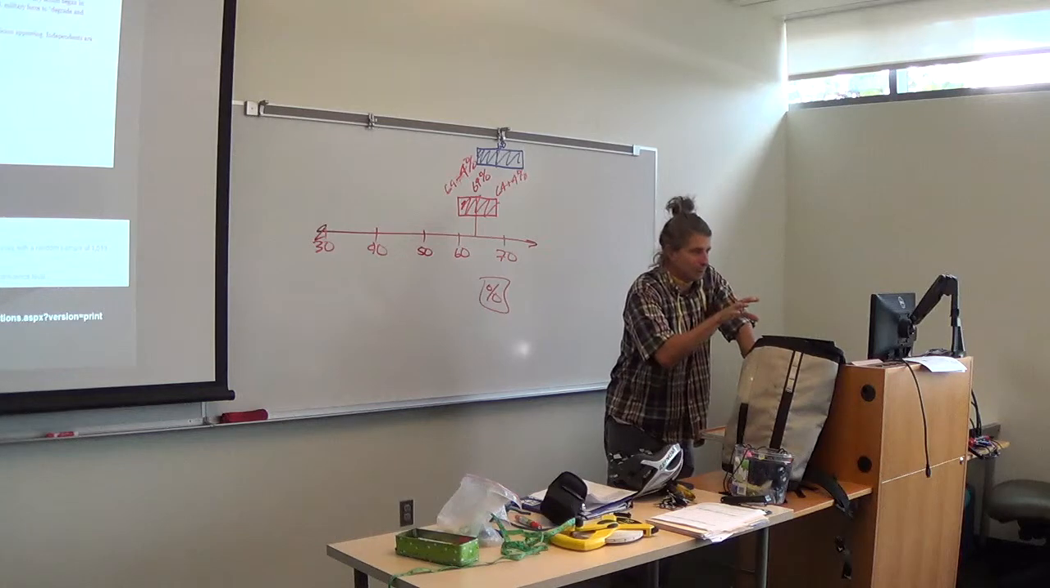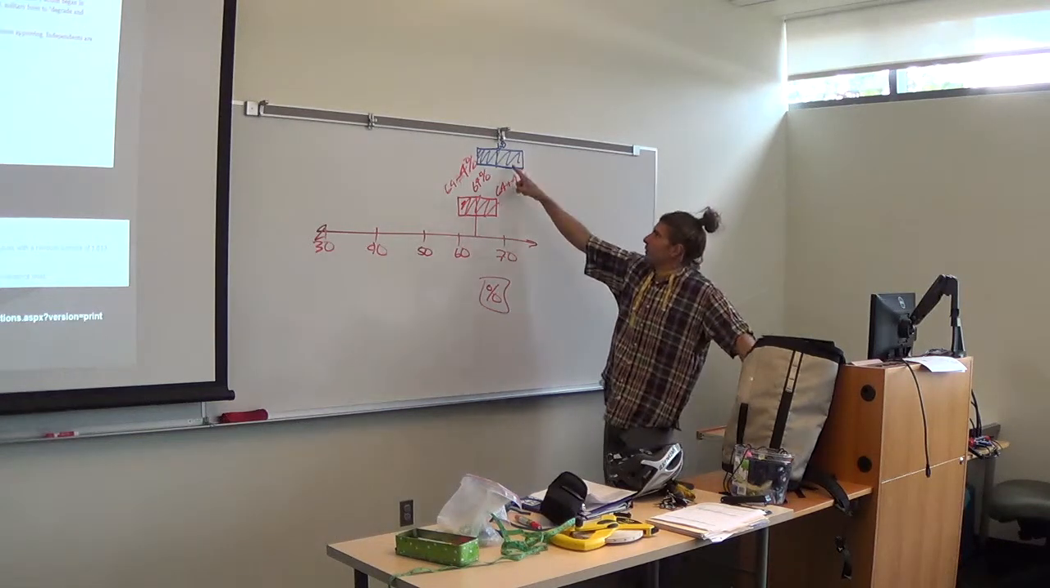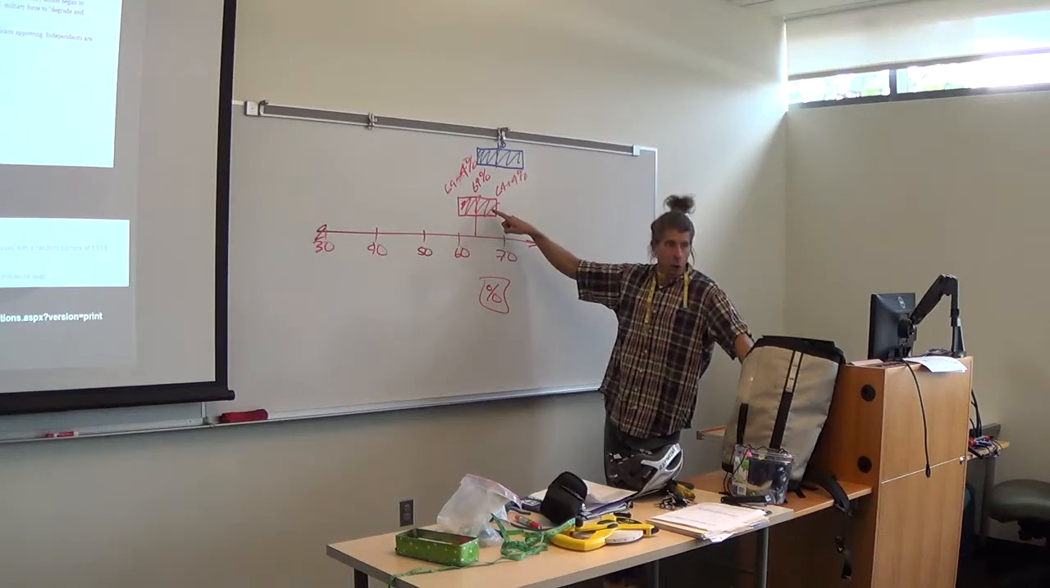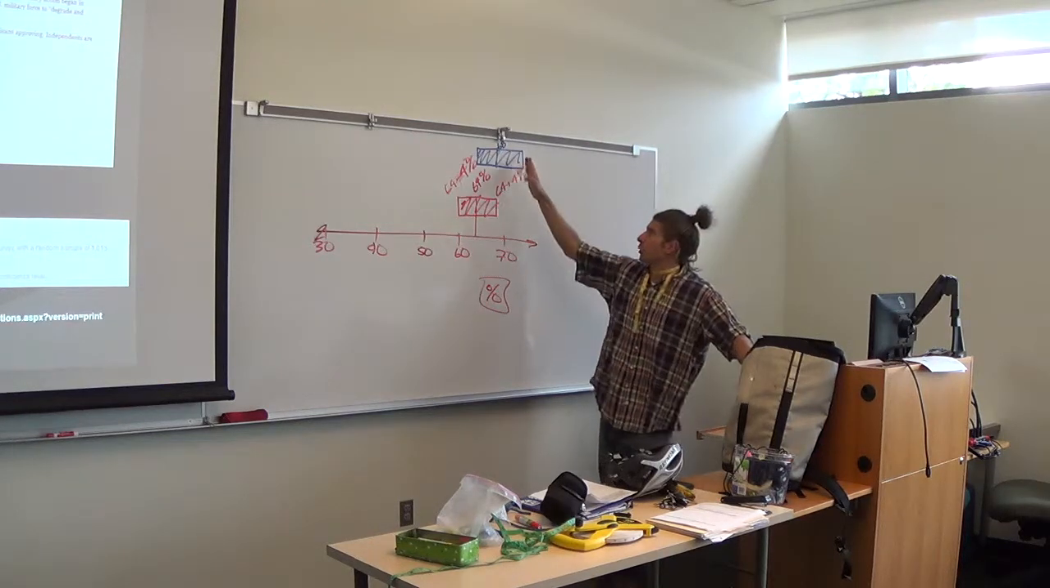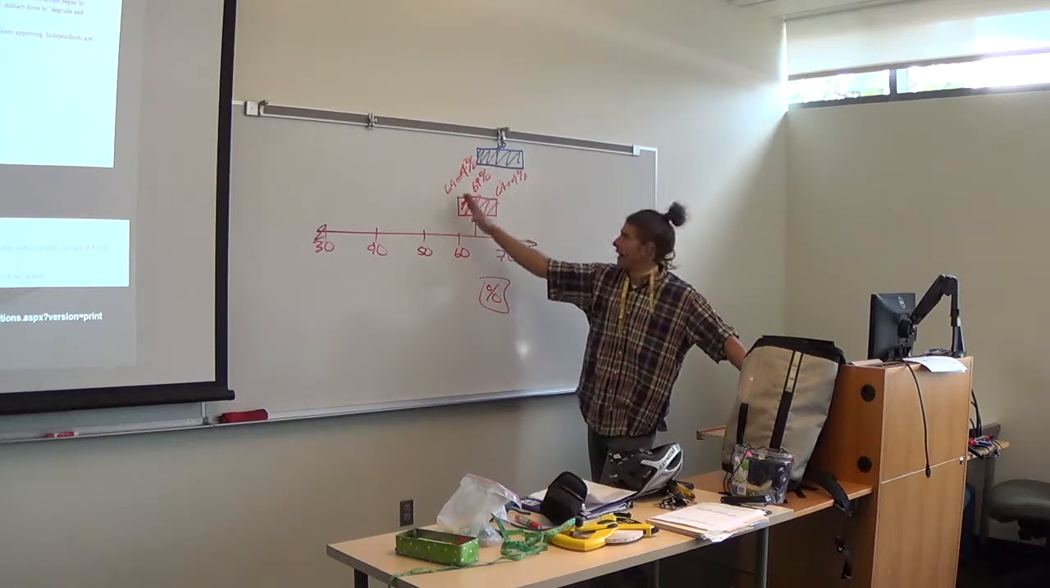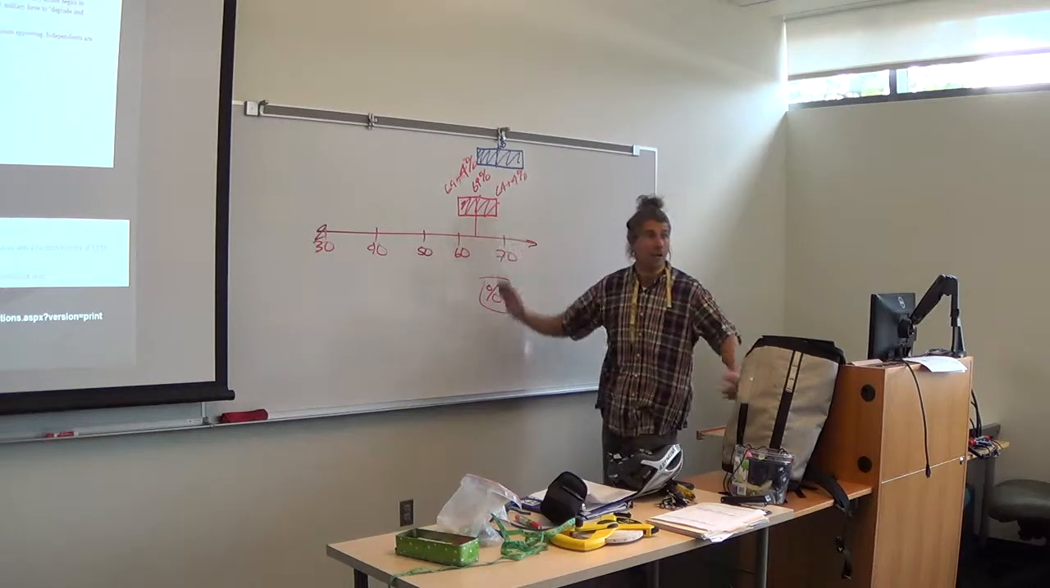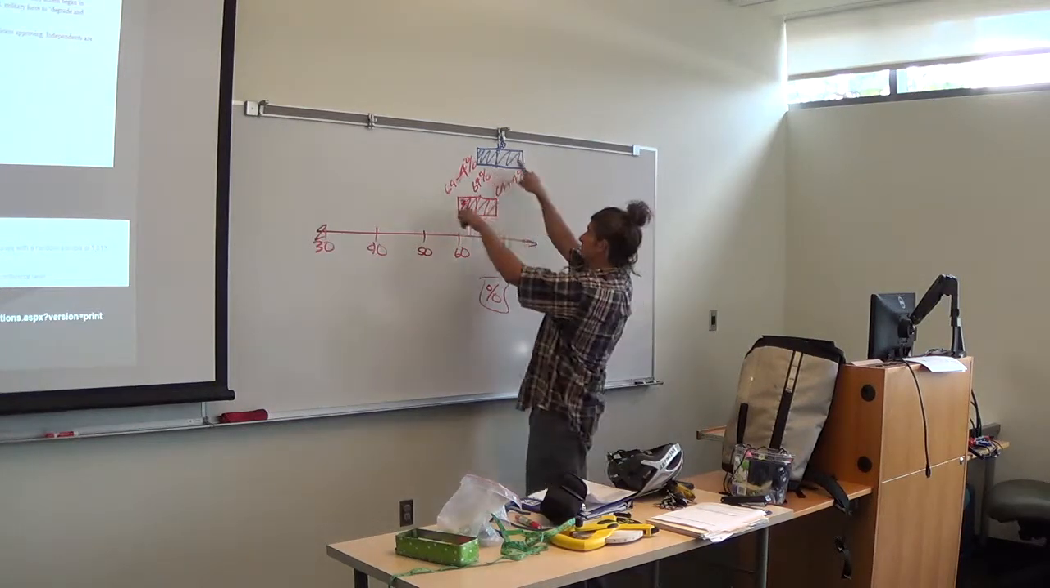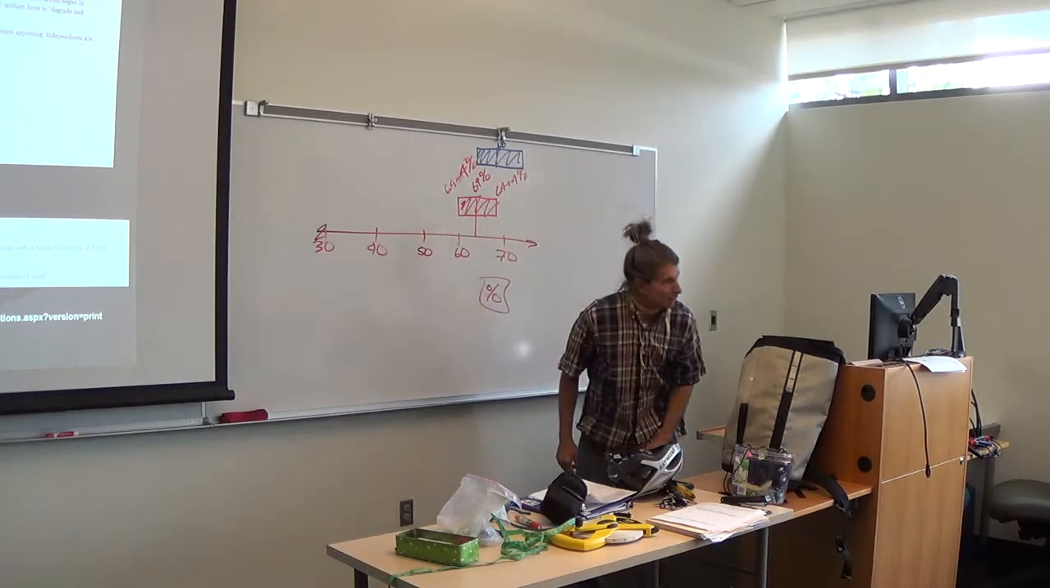So isn't it possible that one of these blue numbers is actually lower than one of these red numbers? Yeah. If you were on the low end of this bar, that could be lower than the high end of this bar. It could also go the other way. They could also be the same.